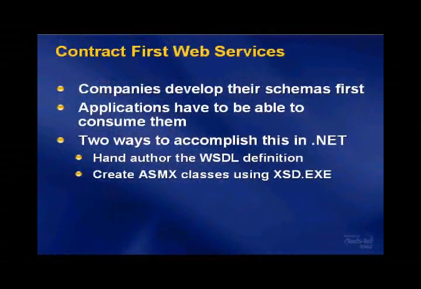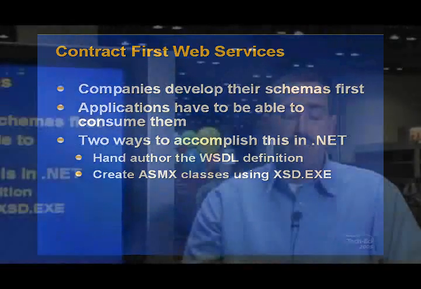Thought you guys might be interested in figuring out how to build contract-first web services using the ASMX. So when would you want to build a web service using the contract first? This is fairly common when companies have developed a schema for which we need to write programs that can manipulate it. So we have to write applications that consume these schemas, and there's a couple of ways to do this. One way to do it is to hand author the WSDL definition and then use the WSDL compiler to create the definition for us. The problem is that for most developers, WSDL is like speaking Chinese.